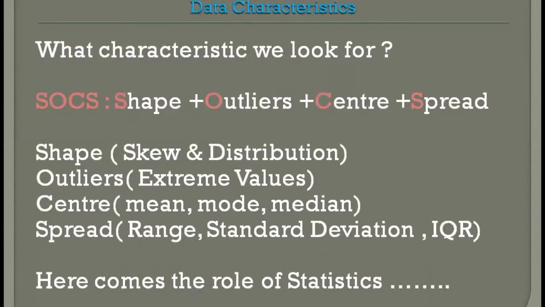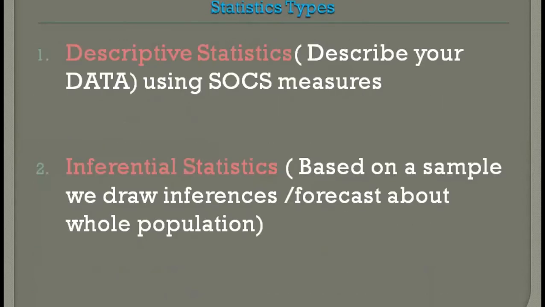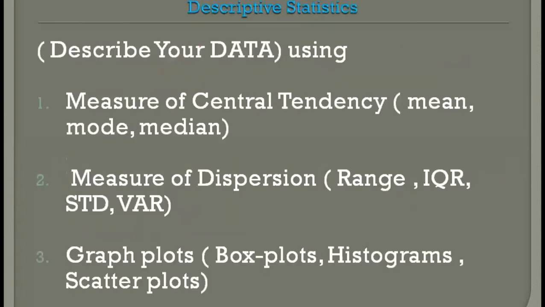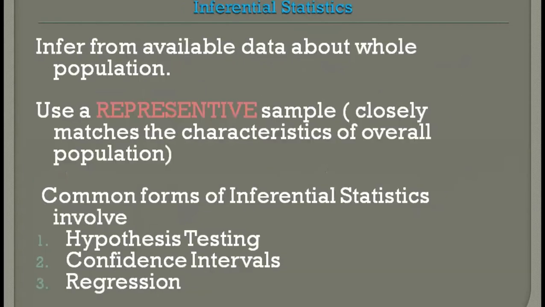A repeat again, and so some of you may not have gone through it. So statistics was of two types. We mentioned one is descriptive statistics, one is inferential statistics. Descriptive is about how you describe your data, and inferential is about based on a sample you want to forecast about the whole population, right? So descriptive statistics, you use these kind of things: measure of central tendency, measure of dispersion, you use graph plots.